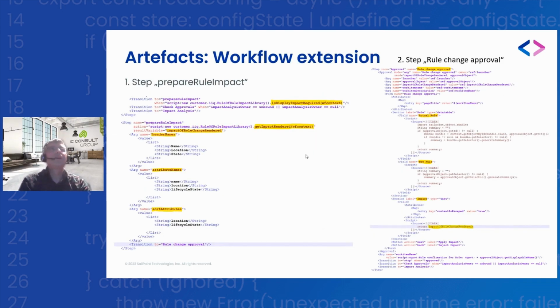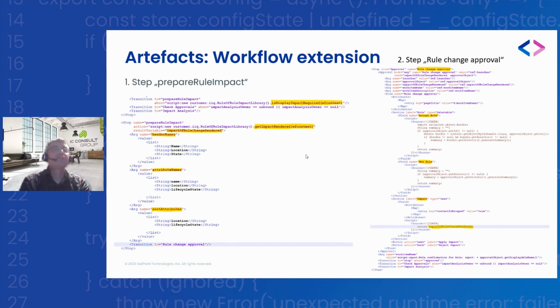Okay, let's have a look at the 2 steps that I just mentioned that we extended in the standard workflow. The first step is the prepare rule impact step. There we have a transition check in the previous step where we evaluate whether there are any changes regarding an assignment rule. If there are any changes, then we step into our first step, the prepare rule impact step. And here the changes are evaluated, and the result of it is stored in an own variable called impact of role change rendered.